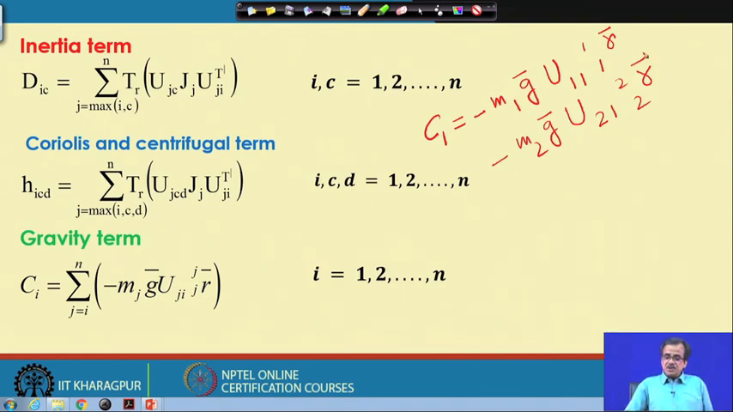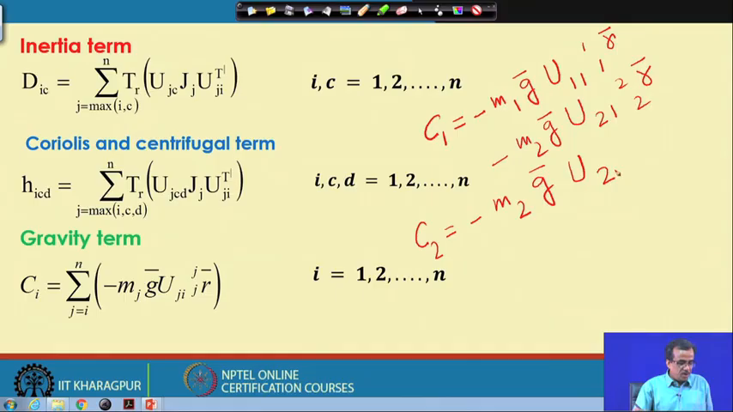Now, let us see how to determine this, and I can also find the expression for C 2. So, let me write the expression for C 2 also. So, i equals 2, so j equals 2. There will be only one term, that is minus m 2 g bar, then comes U, then j equals 2 and i is also equal to 2, then comes r 2 with respect to 2 bar. So, these are the expressions for C 1 and C 2.